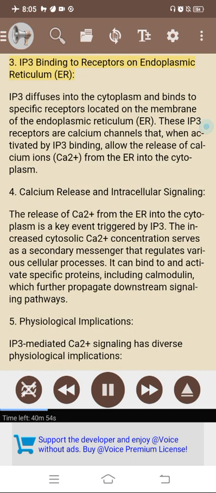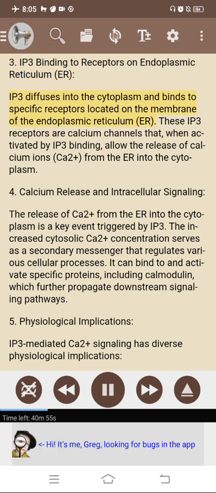3. IP3 binding to receptors on the endoplasmic reticulum (ER). IP3 diffuses into the cytoplasm and binds to specific receptors located on the membrane of the endoplasmic reticulum. These IP3 receptors are calcium channels that, when activated by IP3 binding, allow the release of calcium ions (Ca2+) from the ER into the cytoplasm. 4. Calcium release and intracellular signaling. The release of Ca2+ from the ER into the cytoplasm is a key event triggered by IP3. The increased cytosolic Ca2+ concentration serves as a second messenger that regulates various cellular processes.